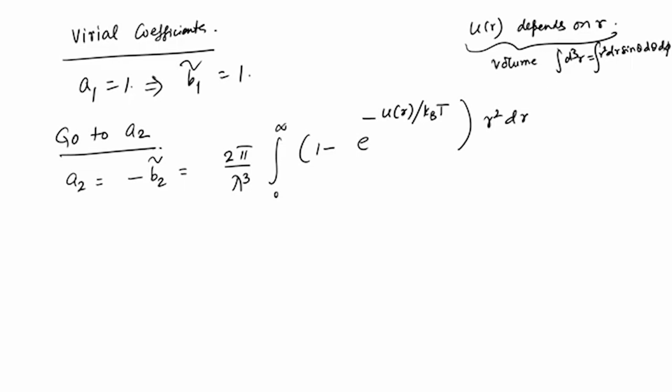Now, if your integrand only depends on r, you can simply do this integral as 2 pi which is coming from phi, and the sin theta d theta integral can be done, and what we get is this 2 pi over lambda cube, shown already. And now, we are going to put a specific form for u of r in order to calculate this explicitly.